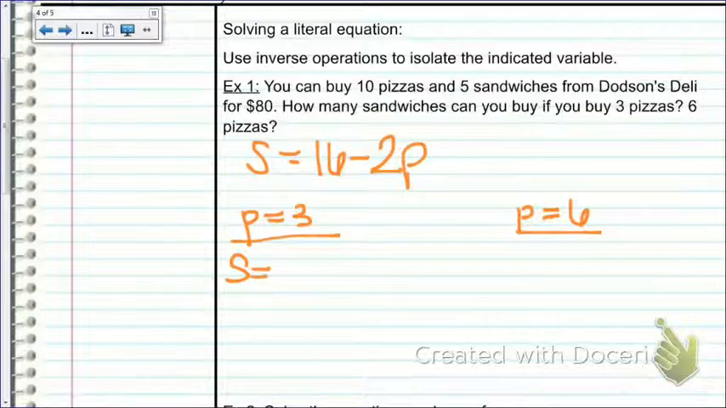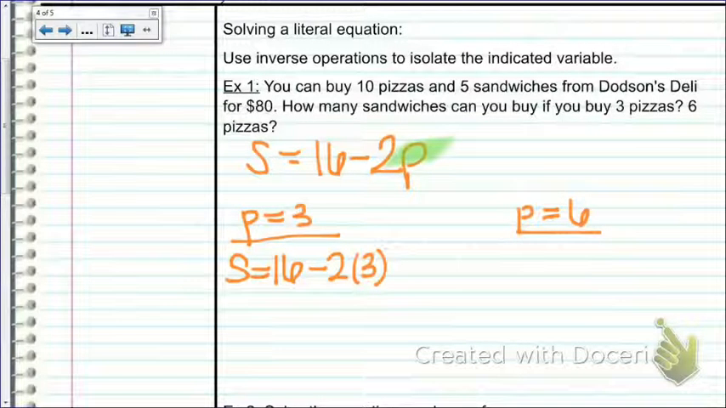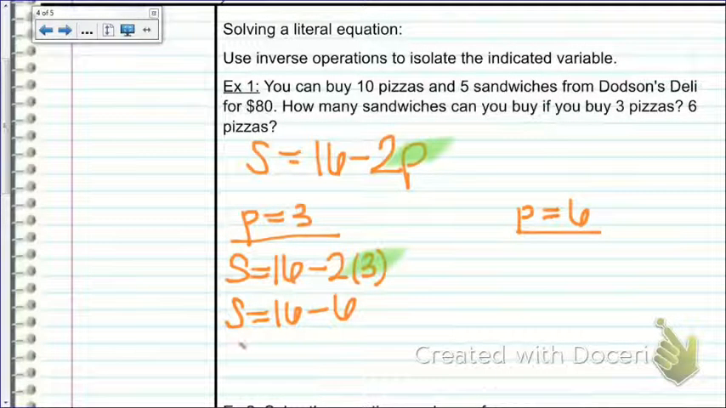So s equals 16 minus 2 times 3. Please make sure that you are indicating where we are actually plugging stuff in. So p here, I'm plugging in 3. And then I do need to see your steps. This is something on the homework that I have noticed that some of you are not showing me your steps. So that gives me s equals 16 minus 2 times 3 is 6. So s equals 10. So I can buy 10 sandwiches if I only buy 3 pizzas. Solve right now. How many sandwiches can I buy if I bought 6 pizzas?